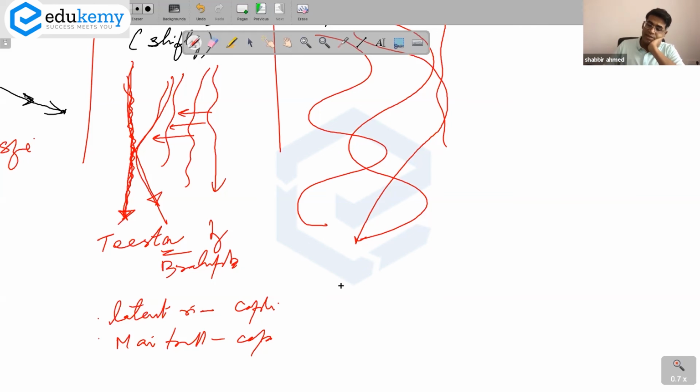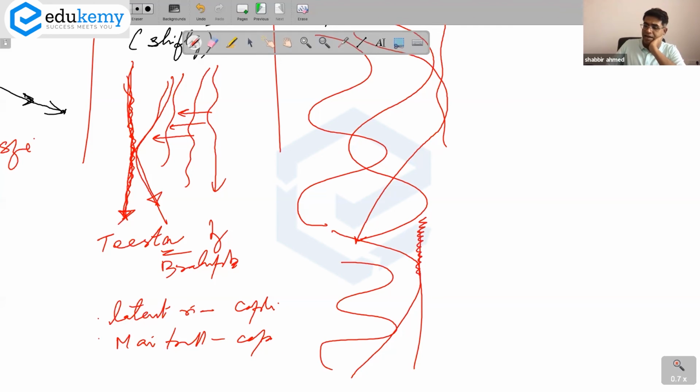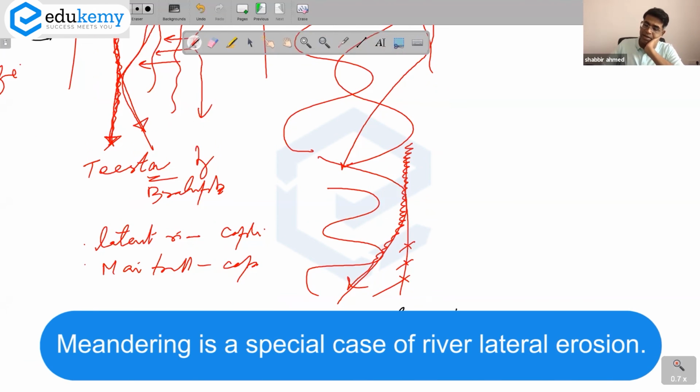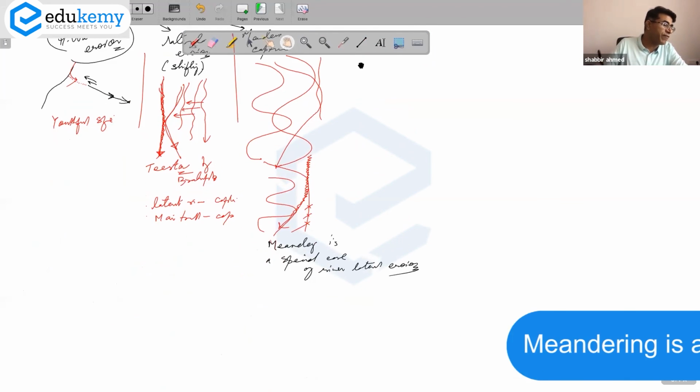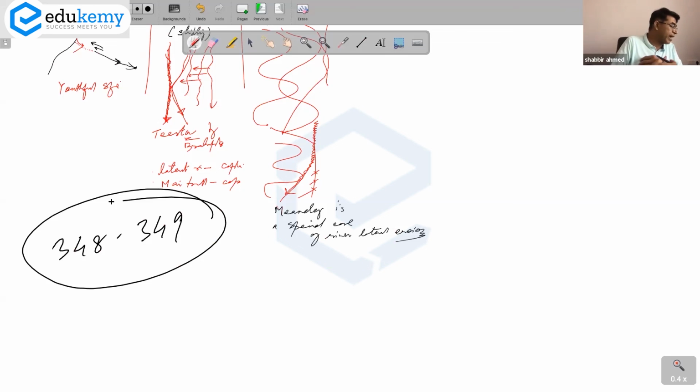In the meandering, the river meandering is so sharp that another river here probably comes on the meandering path, and this river entirely has now turned like this. And this now becomes the misfit river. Meandering is a special case of river lateral erosion. So page number 348, capture through intersection of meanders. If you refer to 348 and 349, the types of capture are listed.